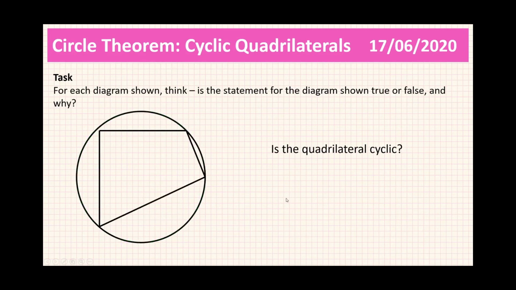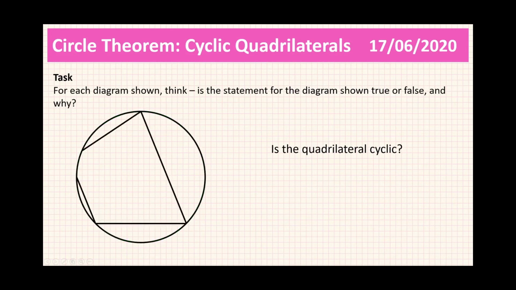Okay, what about this one? Pause the video. What do we think? Okay, so this one, there it is. There's our circumference of our circle. But what's the problem? Why is this shape not cyclic? Well, we can have a look and we can see that we only have two chords that make it up. Only 3 of the vertices are on the circumference of the circle. The 4th one is not. So this shape is not cyclic.